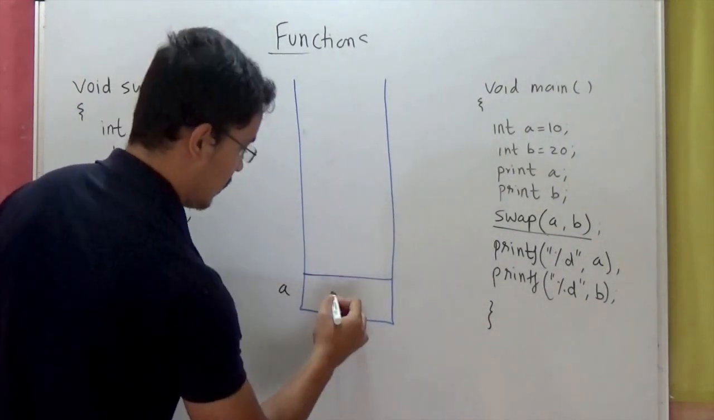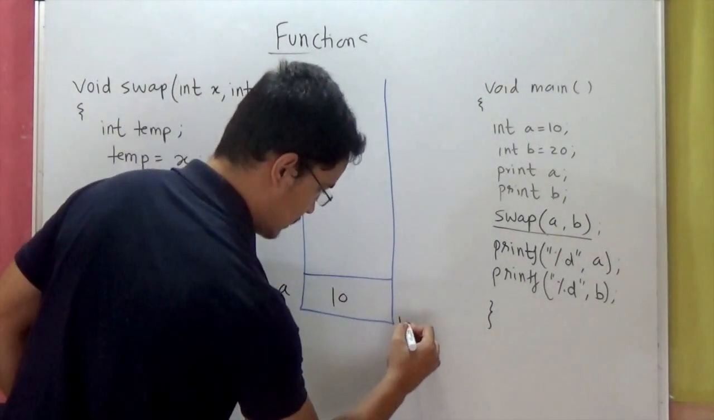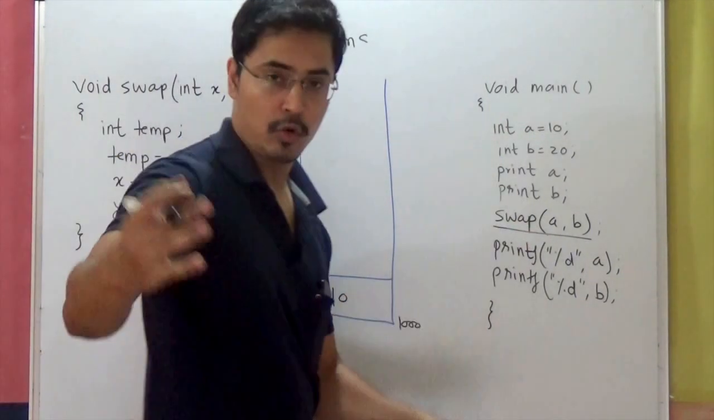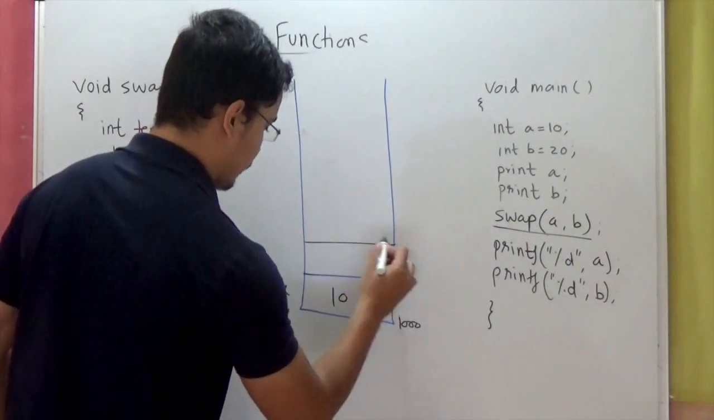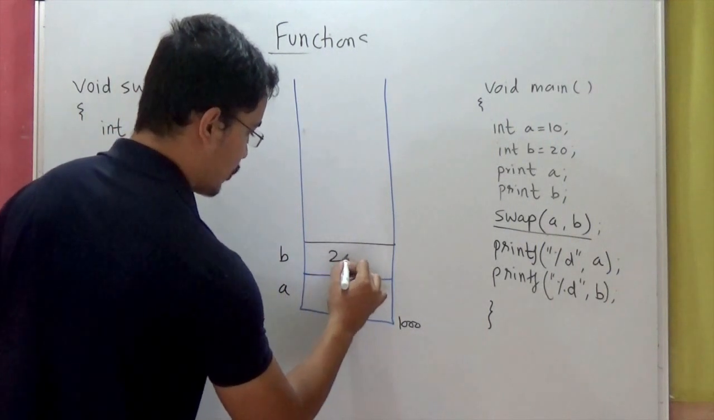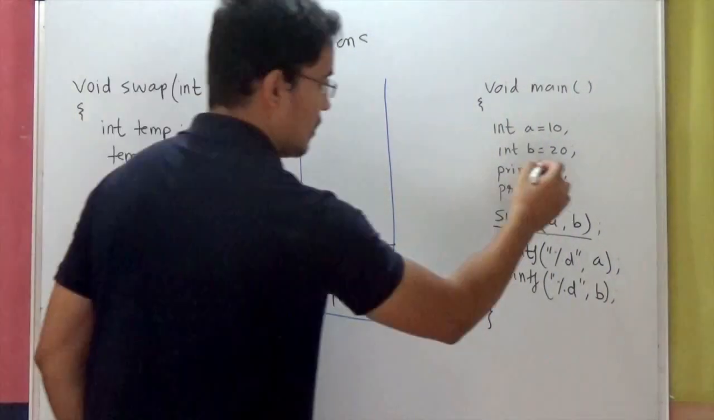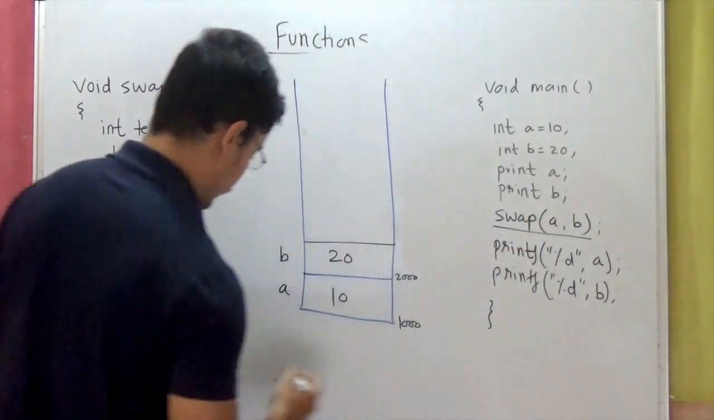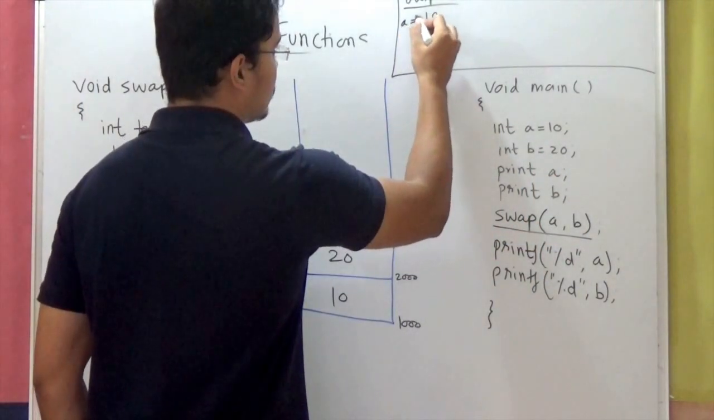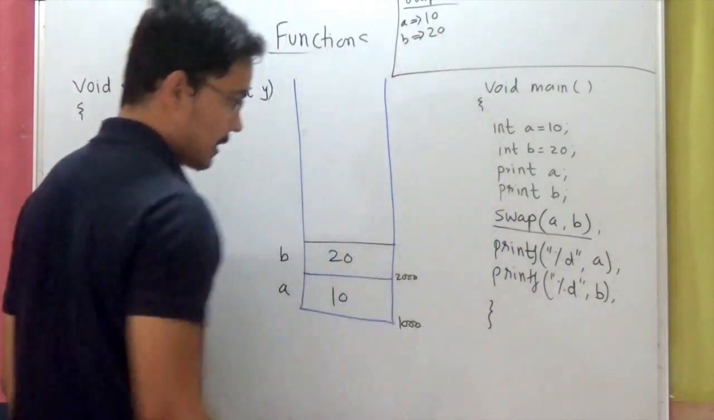So a's value is 10. It will have some address, let's say 1000. b equal to 20. So another local variable, b, value 20. It will have some address too. Let's suppose 2000. Print a, print b. So we'll get output: a is 10, b is 20.